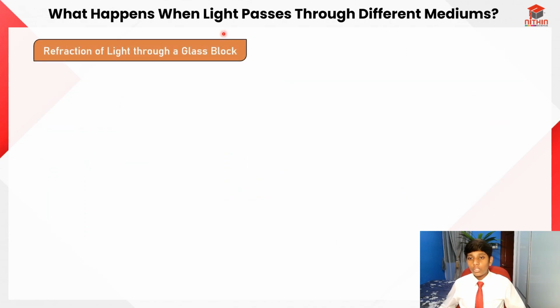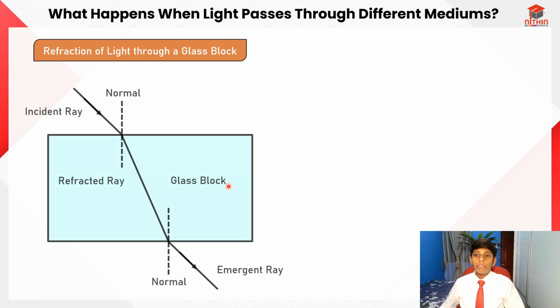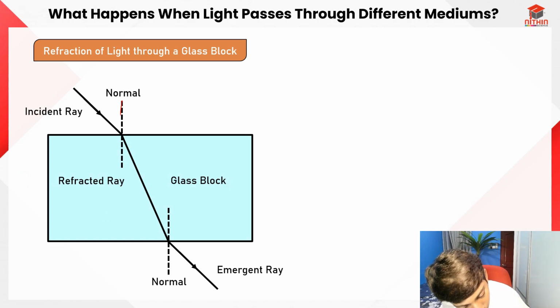Refraction of light through a glass block. This is something that you should know. So here is a glass block. We can draw two normals here, basically where the incident ray hits. So two normals. The incident ray strikes at this point over here, and then it goes down over here, hits this point, and it goes back out in the same direction it started.